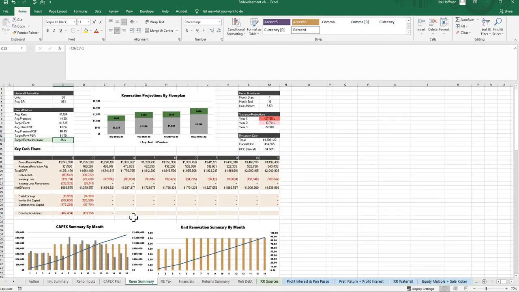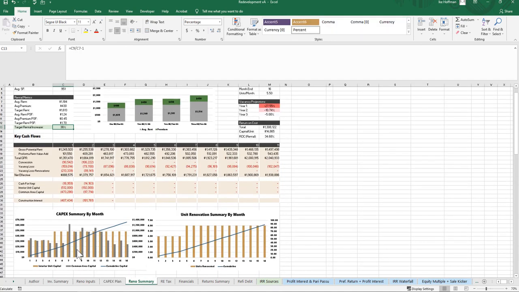So just back to this rental summary tab quick. All of the common area capital are the gray bars here. That's all being summarized in this graph as well, and the annual cash flows are summarized as well.